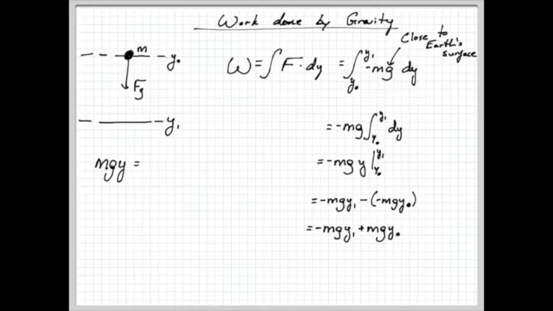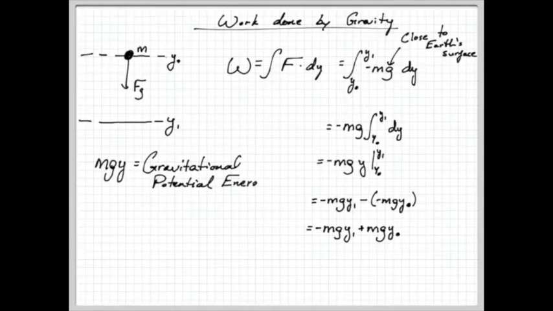Now that term, mgy, is actually defined as the gravitational potential energy. You'll typically see it written as a capital U with a subscript G for gravitational energy. And it's an energy, so just like kinetic energy, its unit is joules.